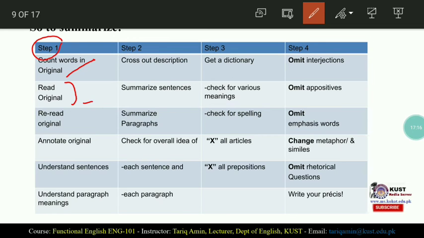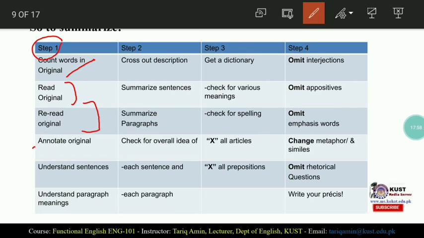The third point is reread the original. Now, what is the basic purpose behind rereading the original text? I've just discussed it in the second slide of this presentation: if you want to completely understand a text, you need to read it again and again. Until and unless you read a text again and again, you will not be able to completely understand it. Because when you read a text once, you can't comprehend it. In order to understand it completely, you need to reread the text. Rereading will lead to understanding.